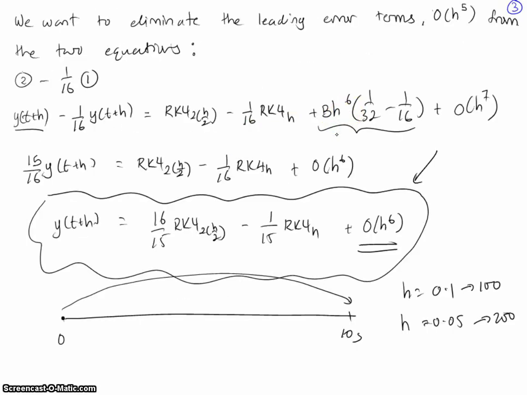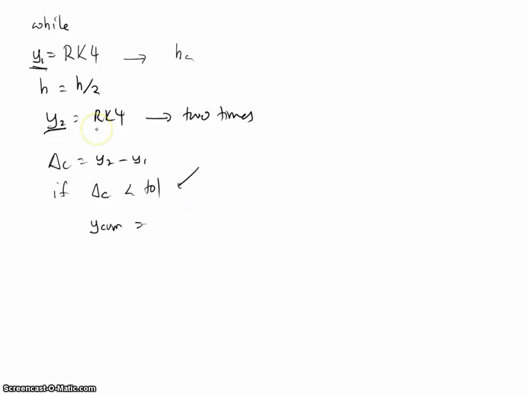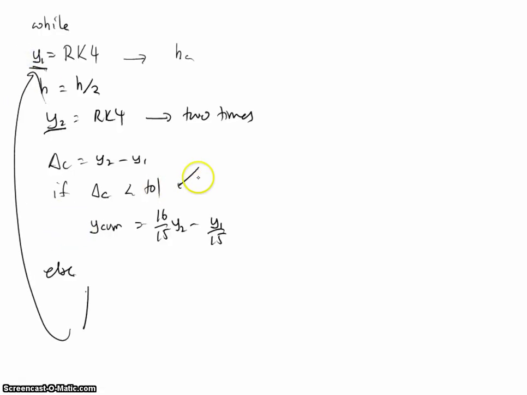You can further improve the accuracy by performing this Richardson's extrapolation, because this would have been your Y2, the solution that you get with step size of H0 over 2. This would have been your Y1. So within your code here, if this condition is satisfied, you can further improve the accuracy by taking 16 over 15 of Y2 minus Y1 over 15. Then you're going to apply the check, and then you're going to repeat the step. Here you are going to put a condition that will increase the step to the next step.